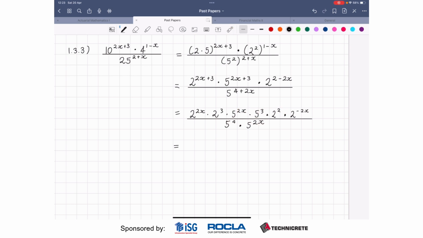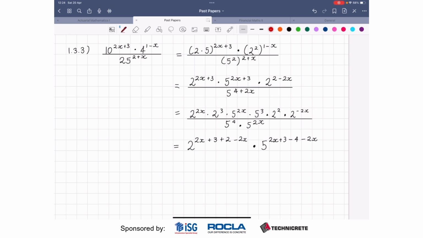So I'm going to group my bases accordingly. So base 2, and I'm adding up all the exponents. So I have 2x plus 3 plus 2 plus minus 2x is minus 2x. And then that's being multiplied by the base 5 ones. So I have 2x plus 3, and then the ones in the denominator are going to be negative. So this is minus 4 minus 2x.